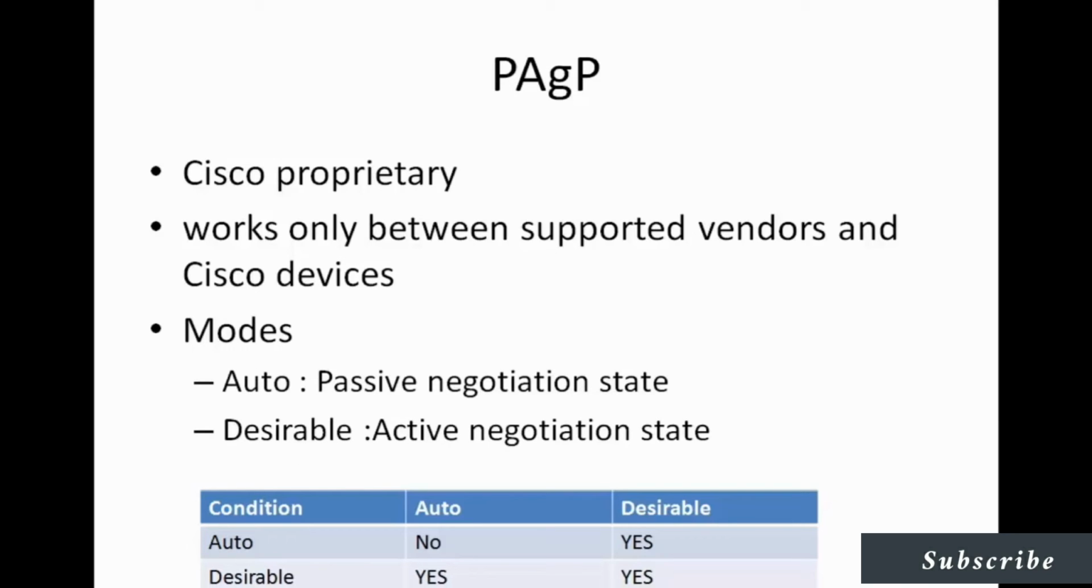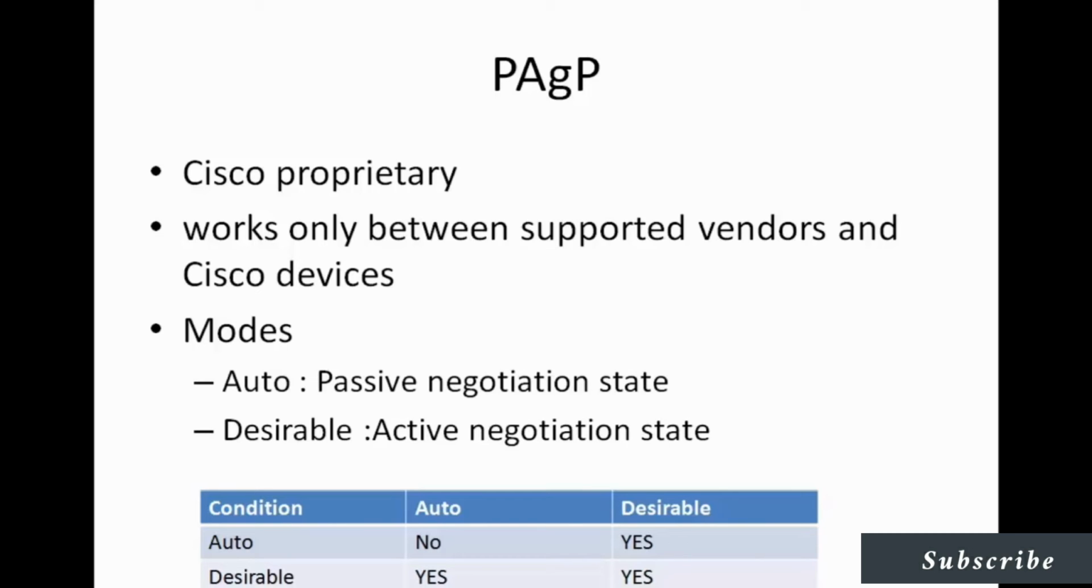Next, how do we use PAgP? PAgP is Cisco proprietary and it works between supported Cisco devices. There are 2 modes of PAgP: auto and desirable. Auto does passive negotiation. It never initiates negotiation, so it always waits for the request. Desirable actively negotiates that particular link, so it always takes the initiative.